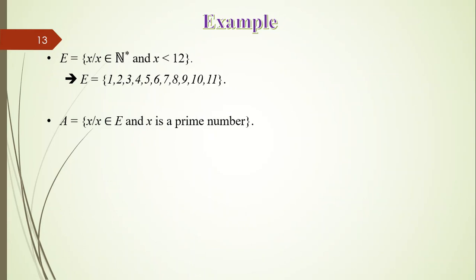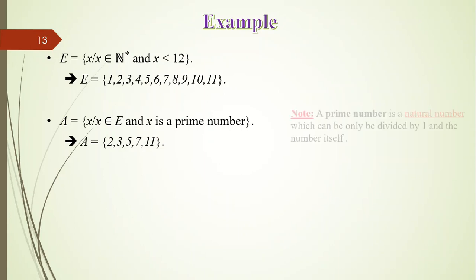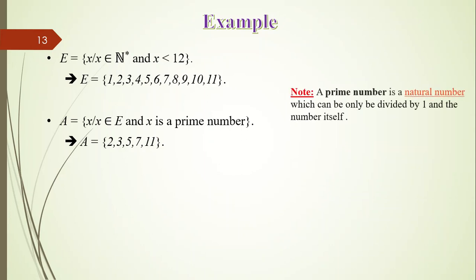The second set, A equals x such that x belongs to E. So the elements of A belong to the set E, okay? And the element x is a prime number. A prime number is a natural number which can only be divided by 1 and the number itself.